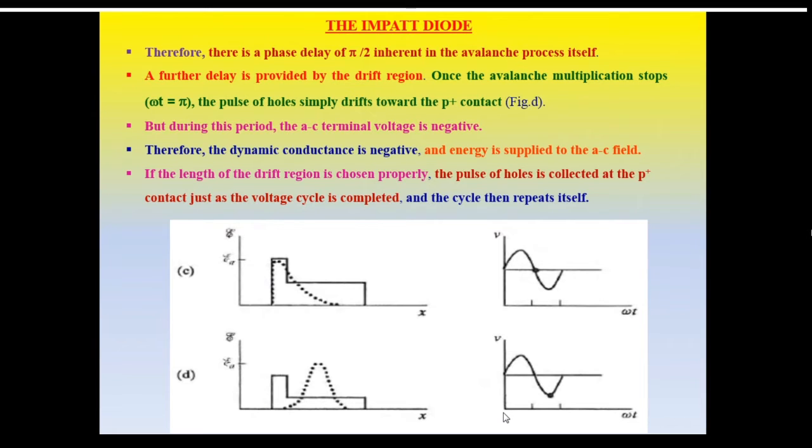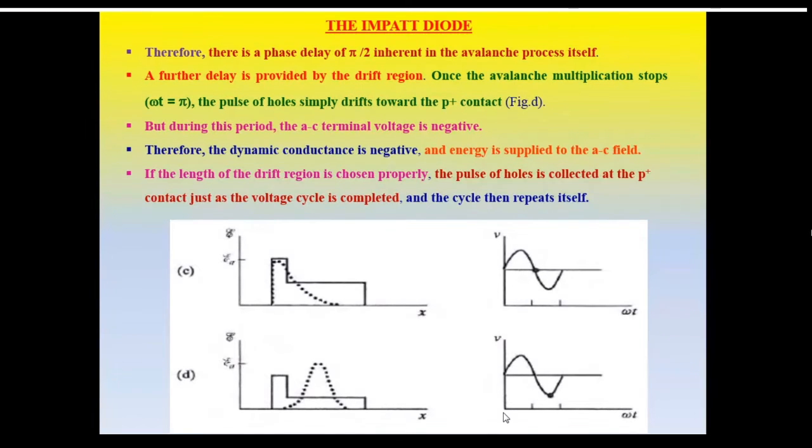Okay, so now everything depends on that drift region, that intrinsic region. If the length of the drift region is chosen properly, the pulse of holes is collected at the P plus contact just as the voltage cycle completes. Because we have to see that the carriers generated due to avalanche multiplication should reach the terminal.